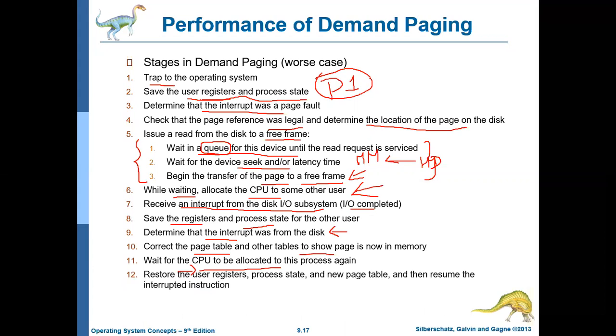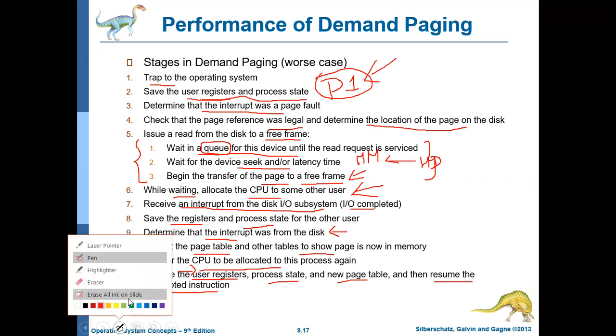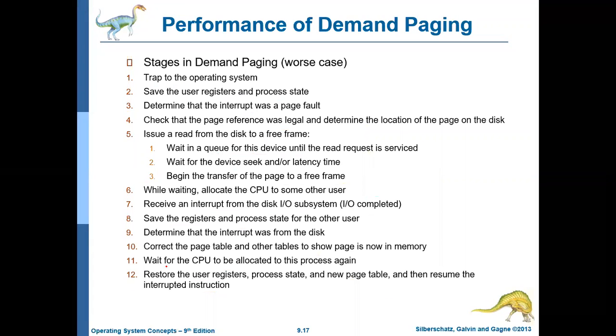Okay, when this process gets its turn, then again restore the registers, process state and the page table corresponding to this particular process, and resume the interrupted instruction. Which instruction caused the interrupt? The instruction to access a particular page that created the page fault. Now again restart that instruction, because now that page was moved into the main memory. So resume that interrupted instruction and continue. Okay, so this many steps are involved in detail, in the worst case when there is a page fault. Now let us try to analyze the performance of demand paging.